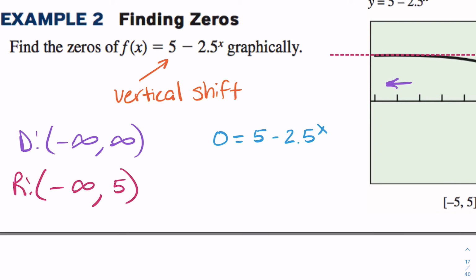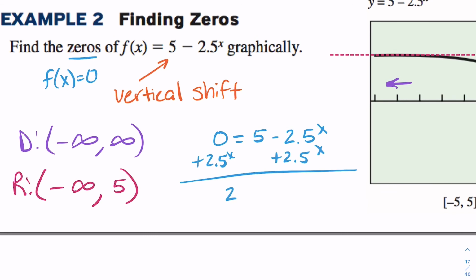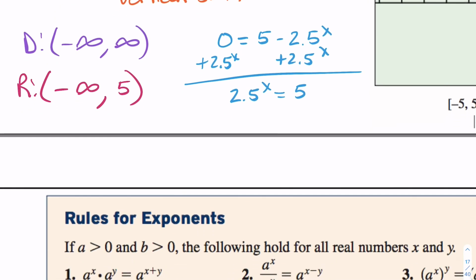When it's asking for zeros, it's asking when does f of x equal 0. We'll substitute in 0 for f of x, and then we'll be able to solve for that. So let me add 2.5 to the x to both sides. I'm just trying to make everything positive because we want to make sure that we're dealing with positives when I have an exponent. And now I'm going to solve for x.